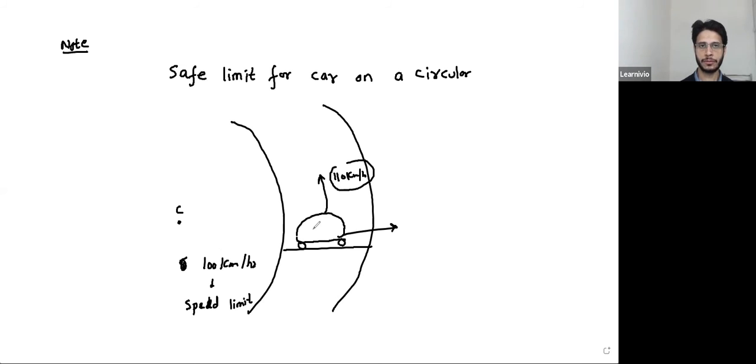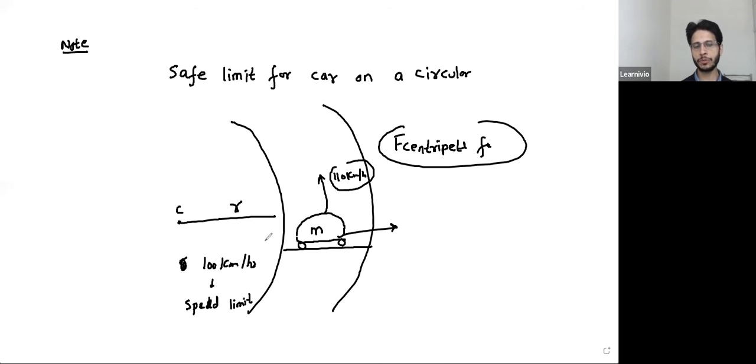The centripetal force is provided by friction, and above that speed there will not be enough friction to hold the car. Say the mass of the car is m and the radius of the track is r. If the car is moving on a circular track, it will definitely need a centripetal force.